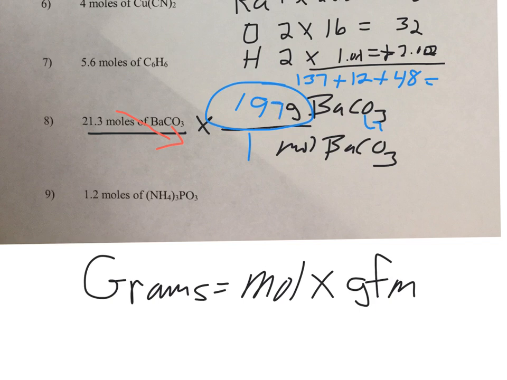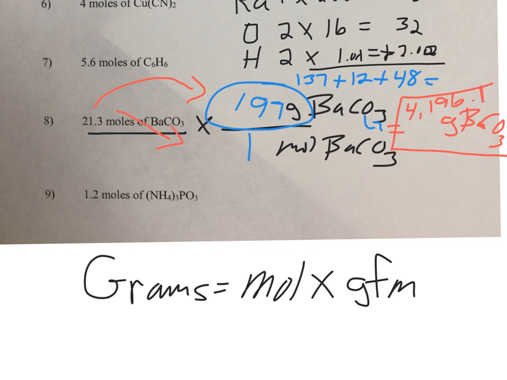All right, so 21.3. What's your next step here? You're going to multiply, exactly. So you're going to do 21.3 times your 197 equals divide by 1. And so what's my total grams of barium carbonate? 21.3 times 197? 4,196. 4,000 what? 4,196.1. There we go, 0.1. Very good. Okay, and that's it. That's all you're doing for grams. That's all.